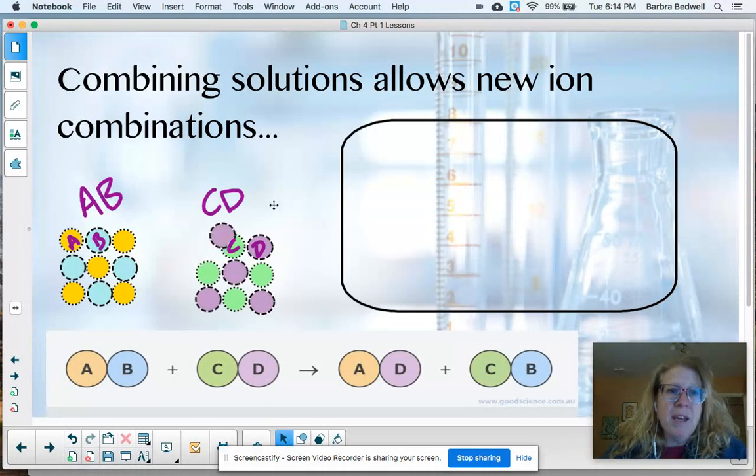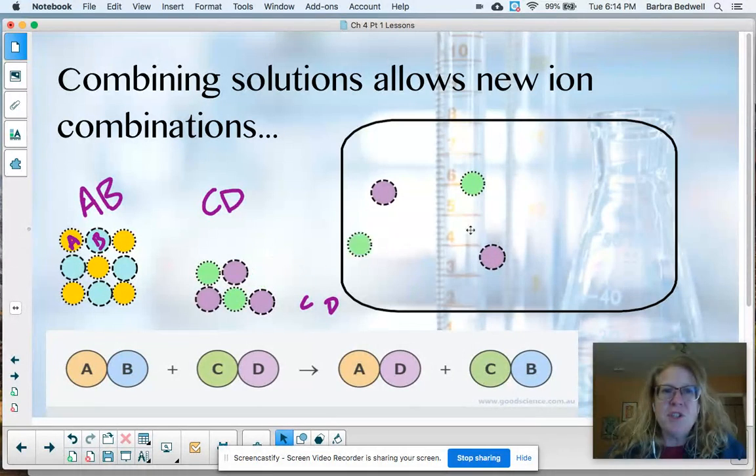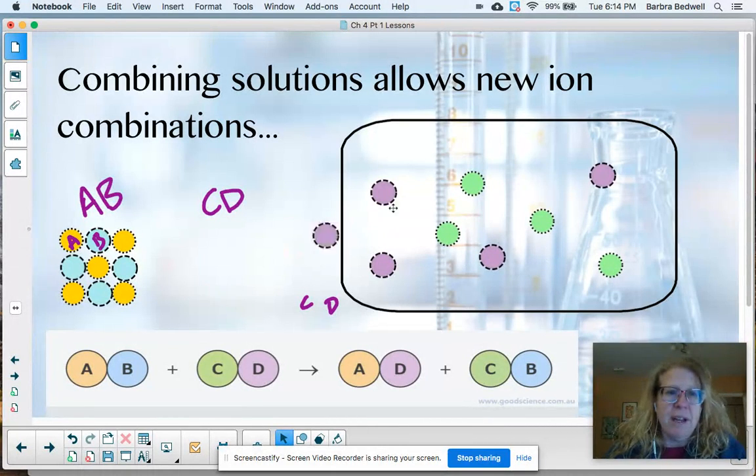So what we've got here is you'll end up with a mixture of these guys all spreading throughout the solution, through the water, and they'll mix up. Okay, fine. So now we've got a solution of C ions and D ions, and they're going to be moving and bouncing around all over the place.